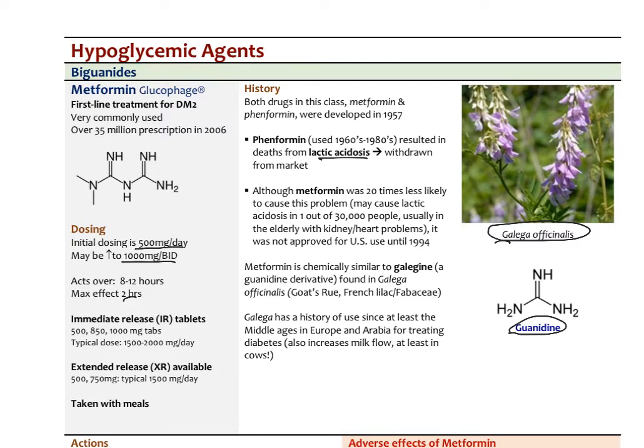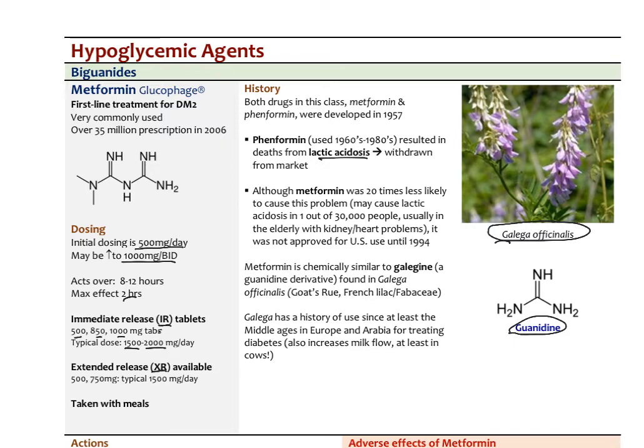Now, there are two forms of it: immediate release, or IR, which is usually the least expensive. Most of the generic drug plans cover it, and it comes in 500, 850, 1,000 milligram tablets. The typical dose is between 1,500 and 2,000 milligrams a day, and that's usually done twice a day, morning and evening. You can also get extended release.